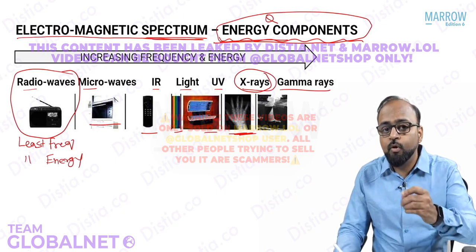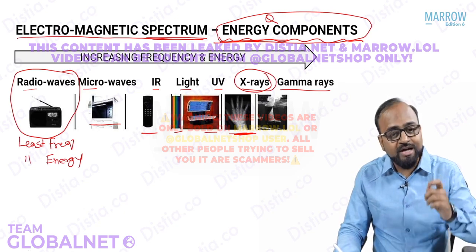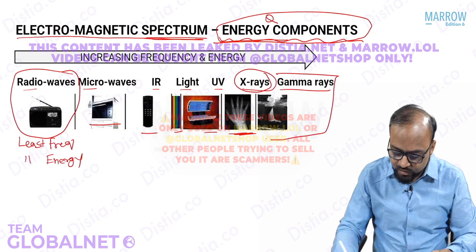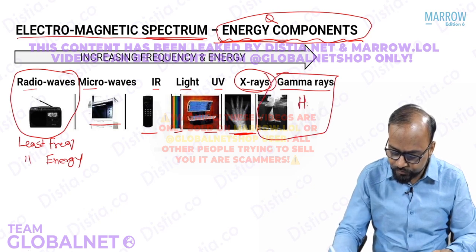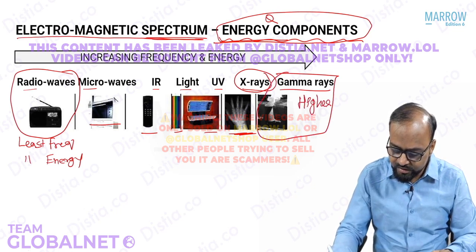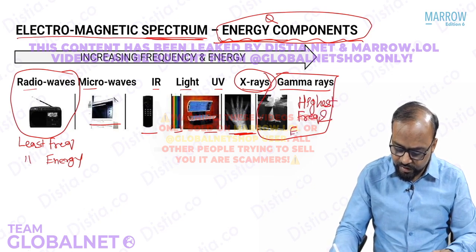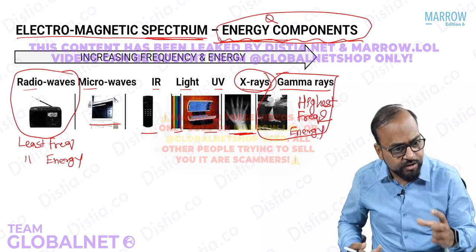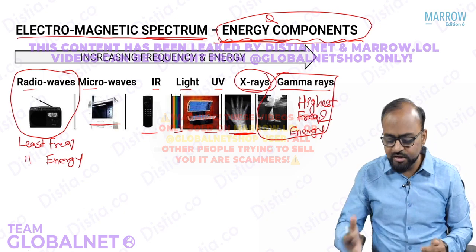And what is the component of the electromagnetic spectrum that has the highest frequency and energy? It is gamma rays. So least frequency and energy is radio waves. Highest frequency and energy is gamma rays.